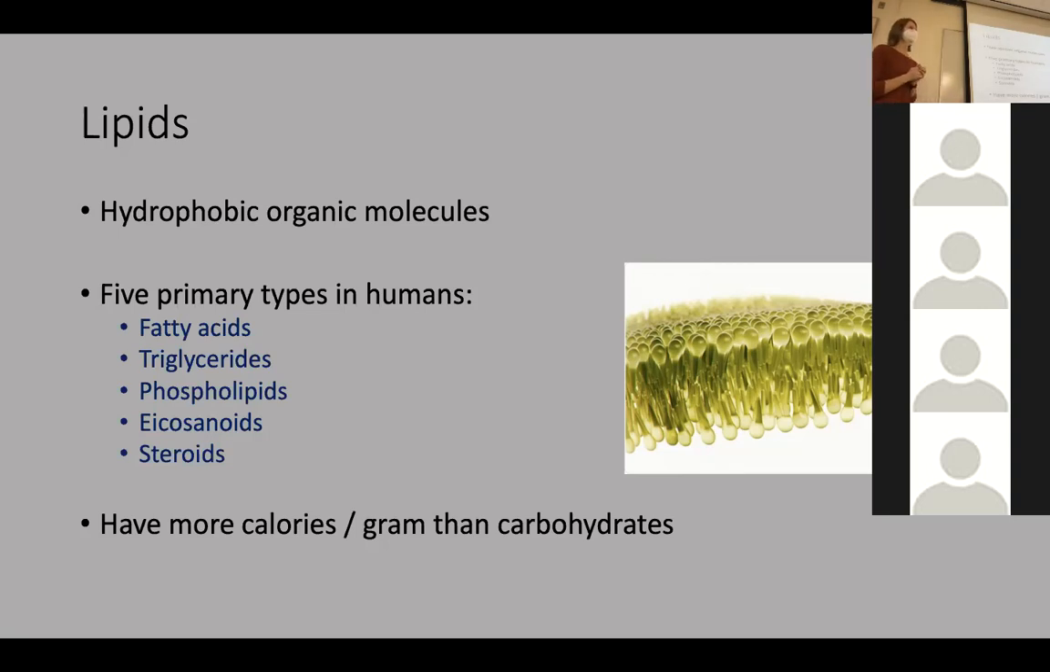There are 5 primary types in humans. I'm going to go through each of these fairly quickly. Fatty acids, triglycerides, phospholipids, eicosanoids, and steroids. An important aspect of lipids, a lot of times, this is like fats and oils. They get a bad rap, but they have a lot of energy in them. So they actually have more calories, which is just a form of energy, per gram than carbohydrates. So they can provide a lot of energy for cells and for the body overall.